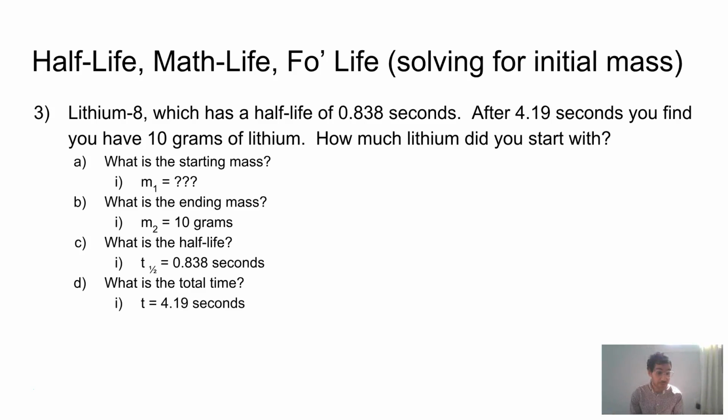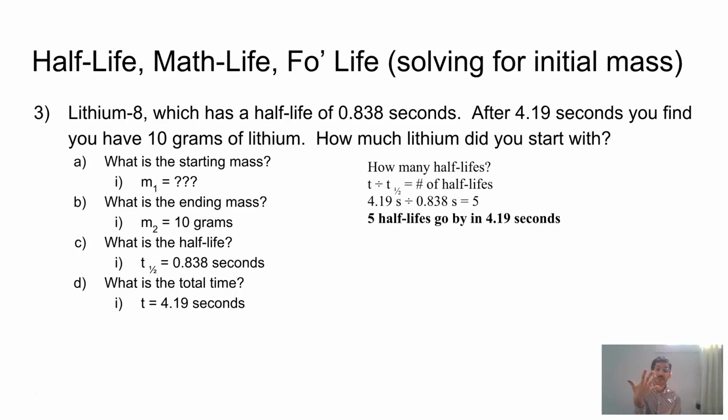So first thing we want to do is figure out how many half-lives went by, because that's always what we want to do. How many half-lives? We'll divide the total by the amount of time for 1 half-life. So we can do that maths, and we got 5. So we know that 5 half-lives are going to go by.